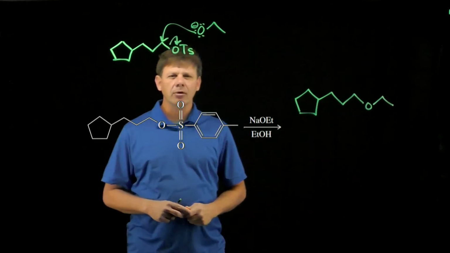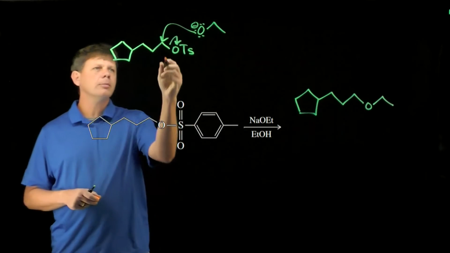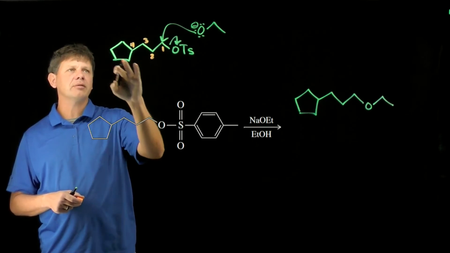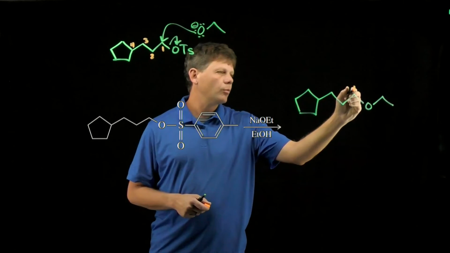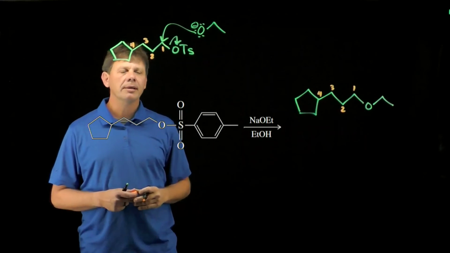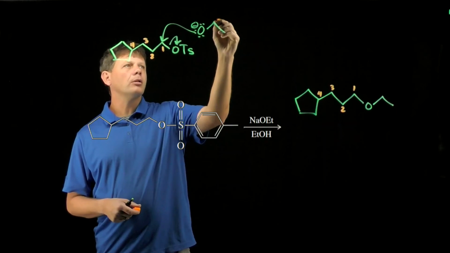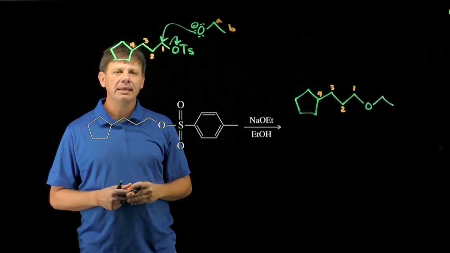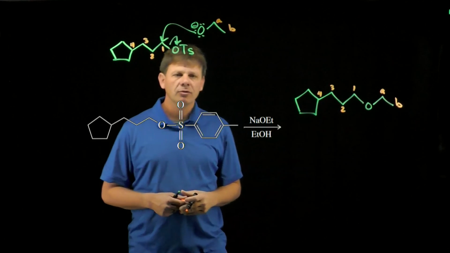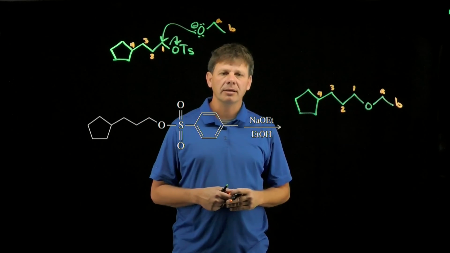Just to make sure we have our product correct, let's number our carbons. So we've got 1, 2, 3, 4, and that's part of the 5-membered ring. We still have 1, 2, 3, 4, and that's part of the 5-membered ring. Ethoxide, we'll say it brought along carbon A and carbon B. We have carbon A and carbon B. So the ether should be the product of this reaction.